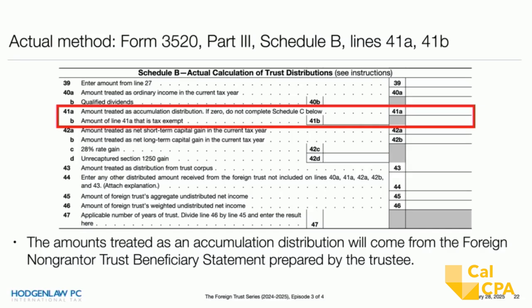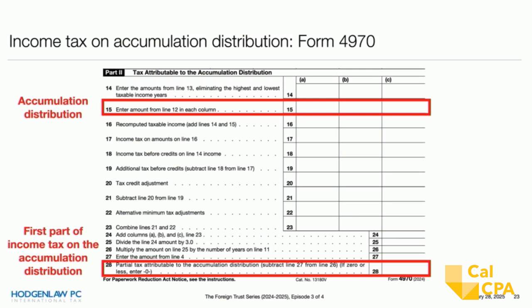But it's about the current year distribution, 40A, here's the ordinary income for the current year. You can see short-term capital gains on 42A. So again, they're tracking the character of the distribution for things that are not the accumulation distribution. So all you get out of Schedule B here is a number on line 41A, which you're then going to move over and say, okay, I know I have $10,000 of accumulated income. What am I going to do with it? And Form 4970 is where you go for it.